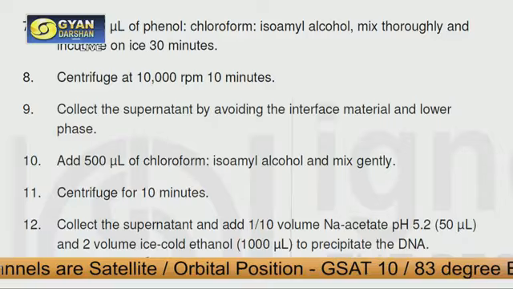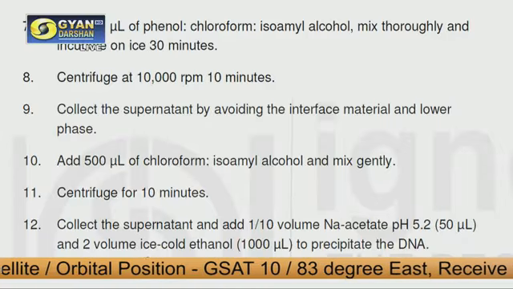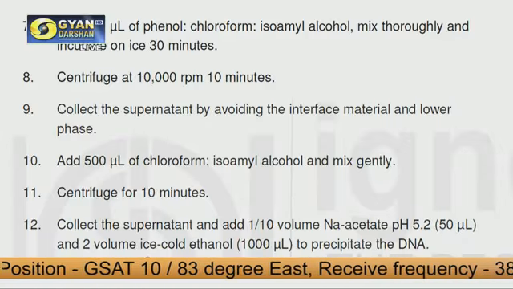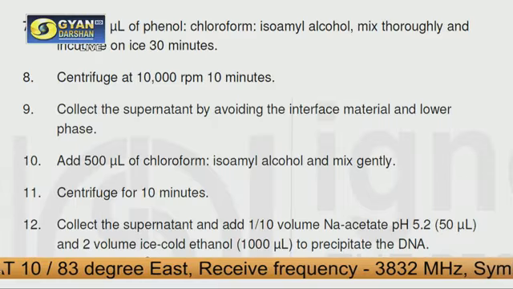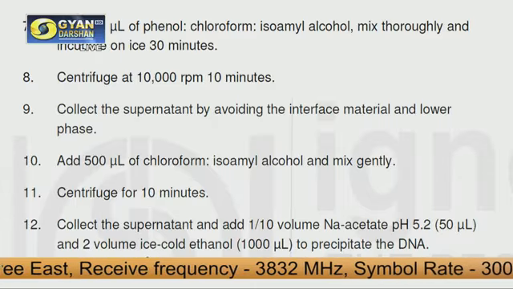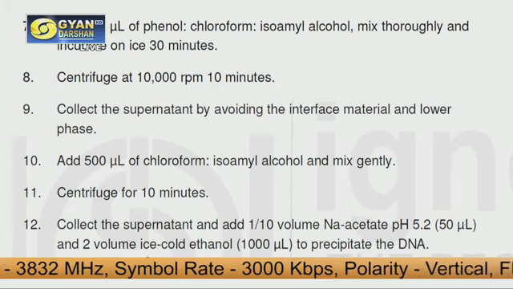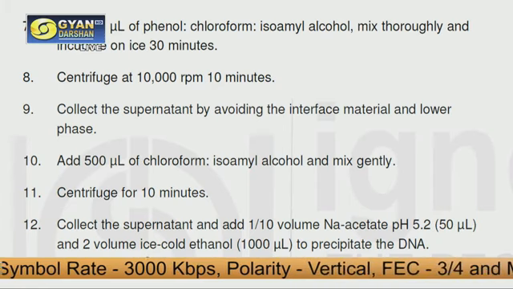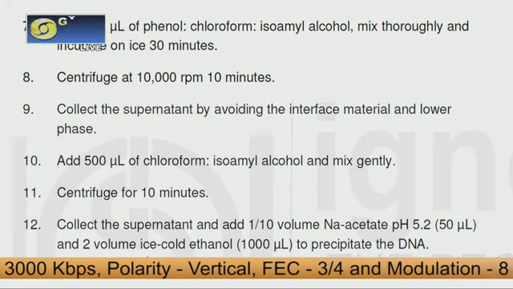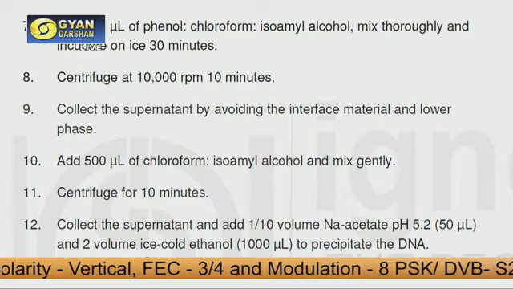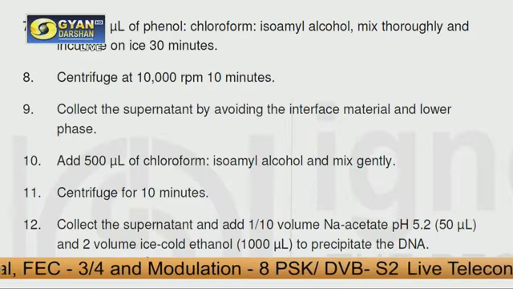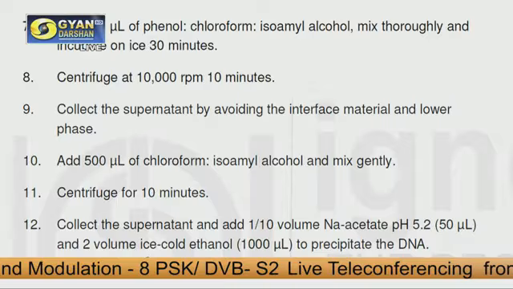How will you precipitate it? For that you have to use two agents: 1/10 volume of sodium acetate pH 5.2 and 2 volumes of ice cold ethanol. Then you keep the microfuge tube at -20 degrees centigrade for 1 hour. If necessary, sometimes we can incubate it overnight also, at -20 degrees centigrade.